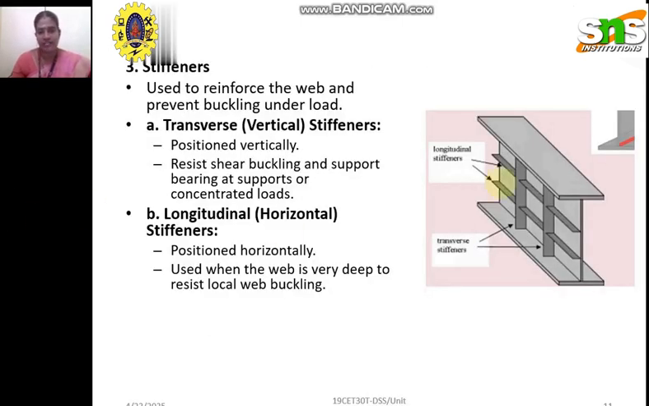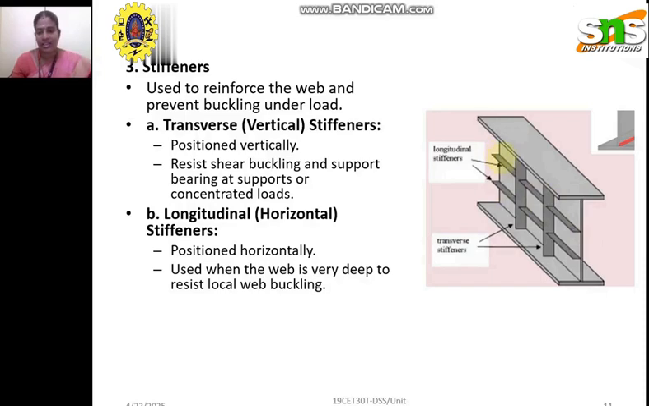So here the stiffeners: whenever the depth of the plate girder, that is the depth of the web, is increased, there may be chances of buckling. So in those places, to prevent the buckling under the load, we are providing stiffeners. If you are taking the vertical stiffener, we are calling that a transverse stiffener. It is positioned in a vertical manner, and it will resist shear buckling, and also support the bearing at supports. So whenever concentrated loads are acting, it will take care of them.